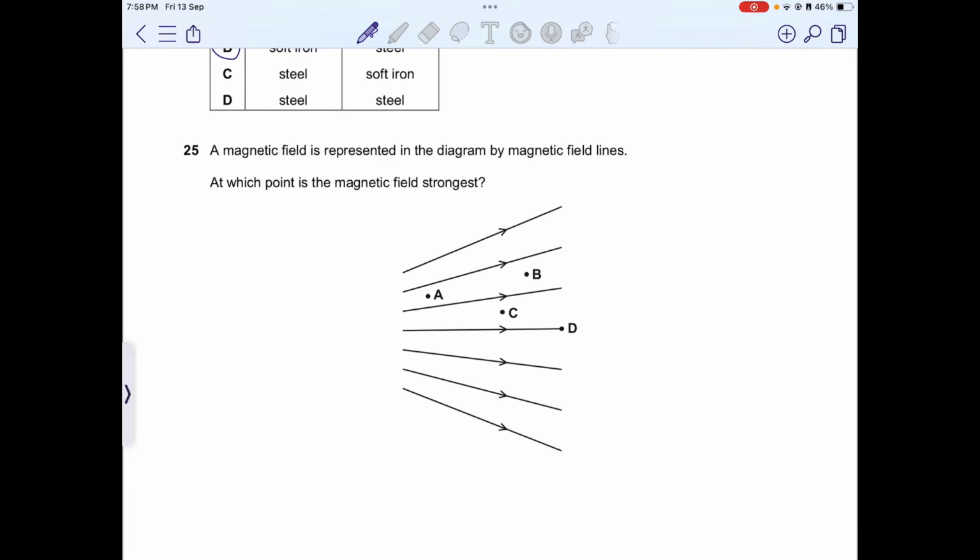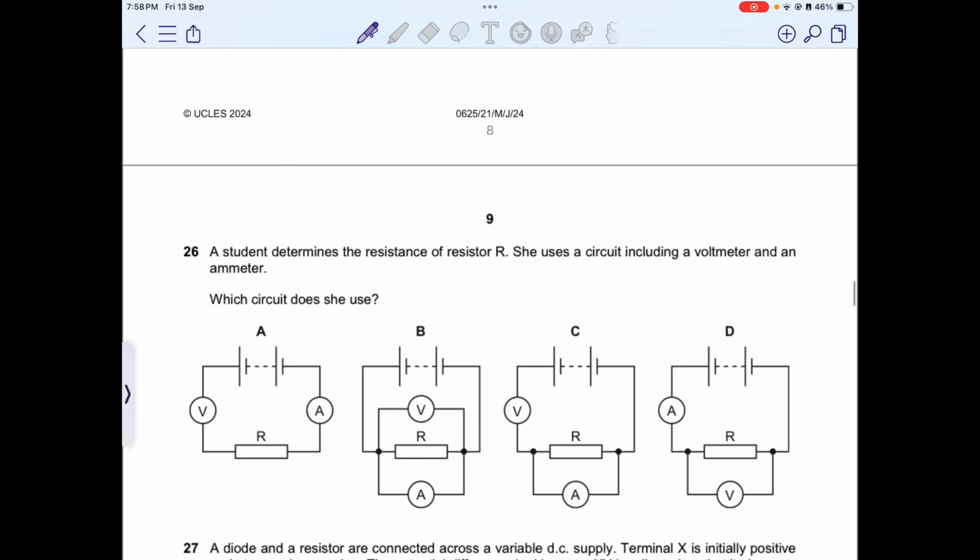Question 25: a magnetic field is represented in the diagram by magnetic field lines. At which point is the magnetic field strongest? Now, in these types of questions, the magnetic field will be strongest where the lines are close together. And as you can see at point A, the lines are very close together, so it would indeed be point A, 25A.